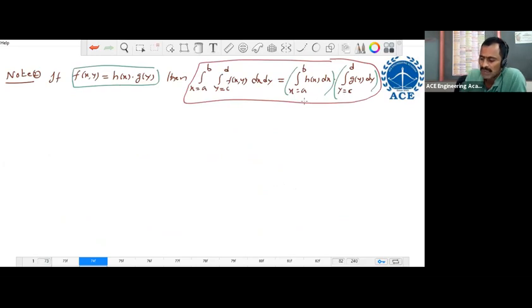And this is possible when the limits are constants. Limits are constants, variables are separable, so the integrals will be separated. This is note point number 2. Next, case 2.